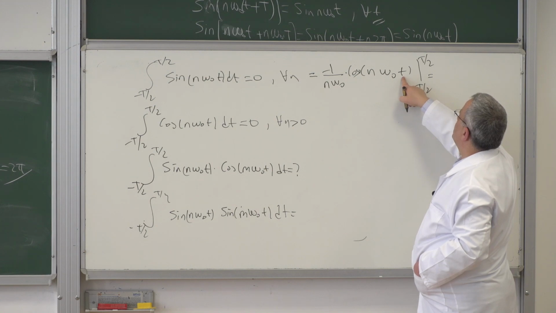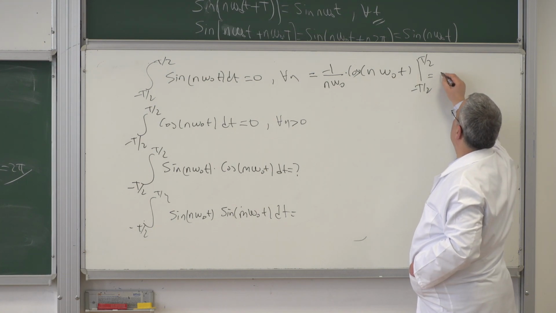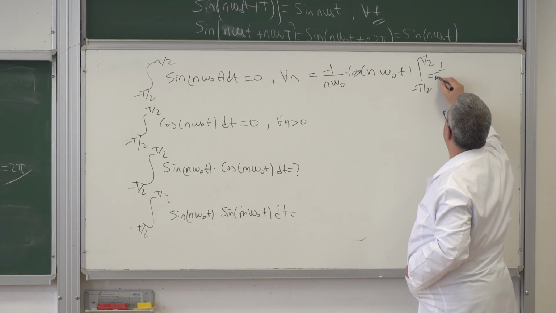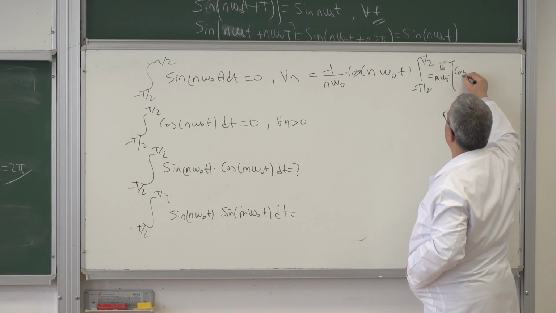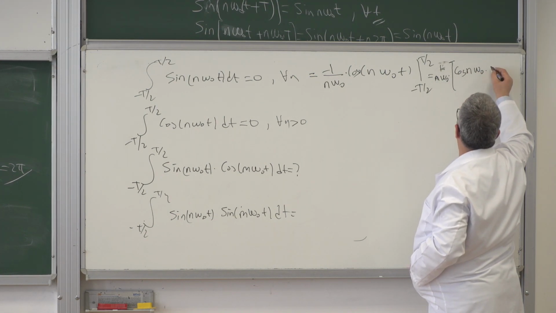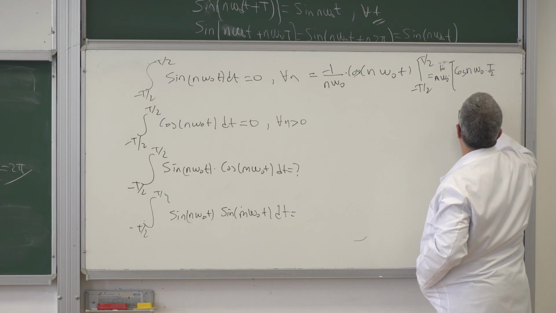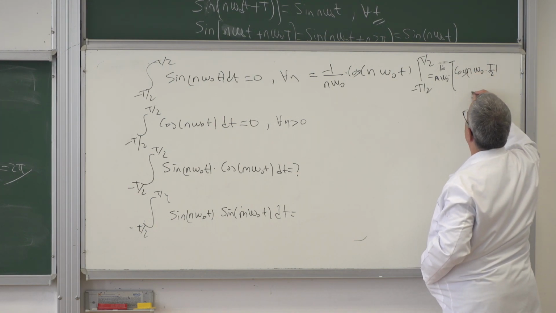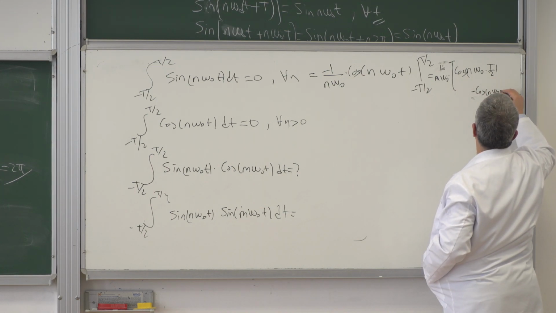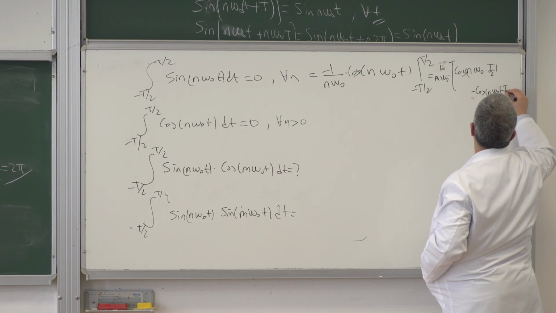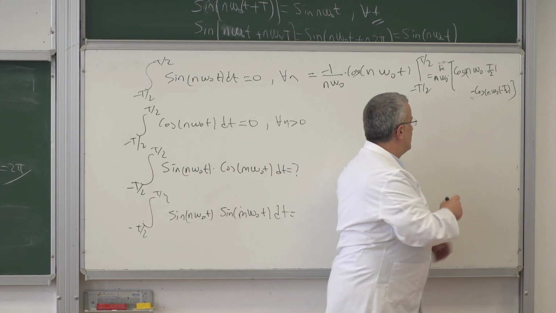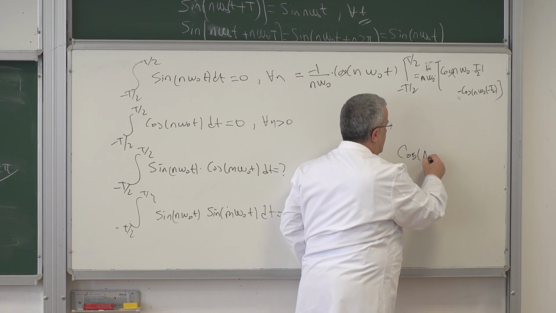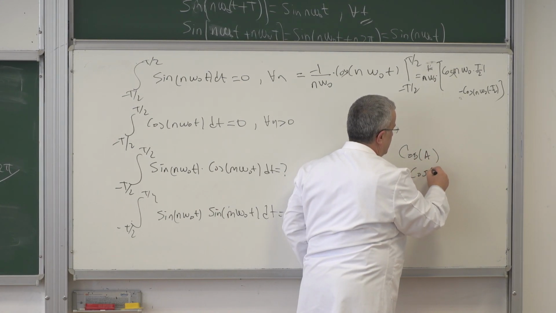Okay? At T over 2, what is this? So minus 1 over n omega 0, cosine of n omega 0 T over 2, okay? And minus cosine of n omega 0 times minus T over 2. What can you tell me about cosine A and cosine minus A?